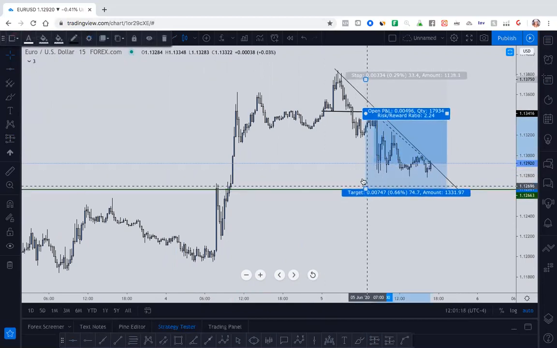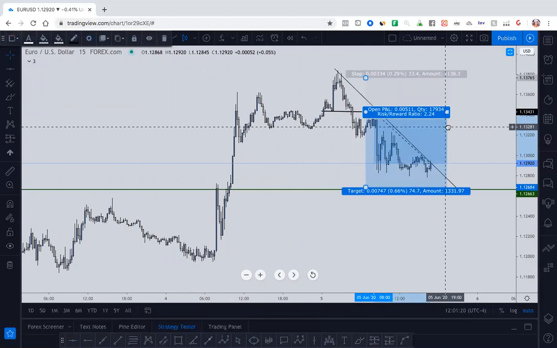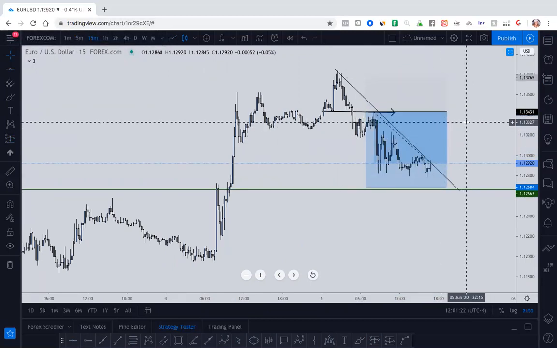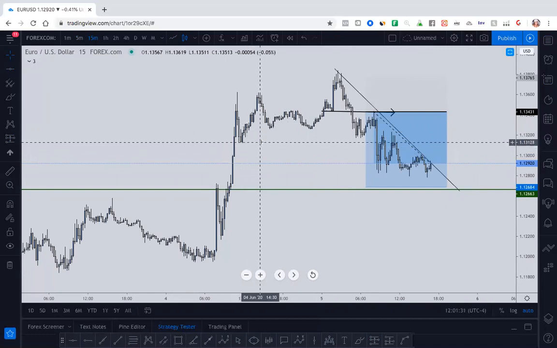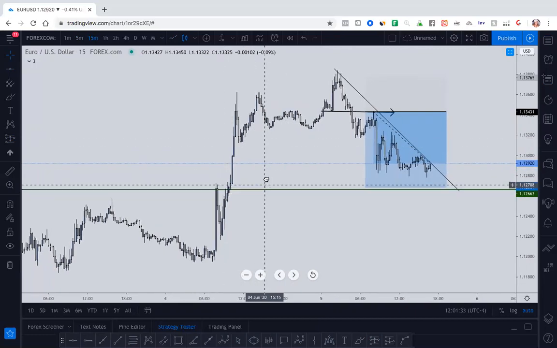Now, if you're not looking to make this many pips, I would recommend as an intraday trader to start off with maybe 20 pips, 20, 25 pips, maybe 30. Okay. So if this is too much for you, you can use this next level of structure, which is right around here.